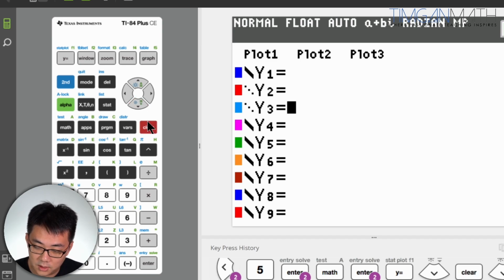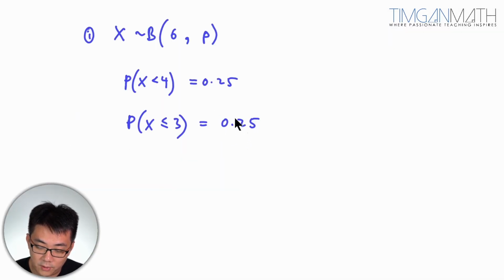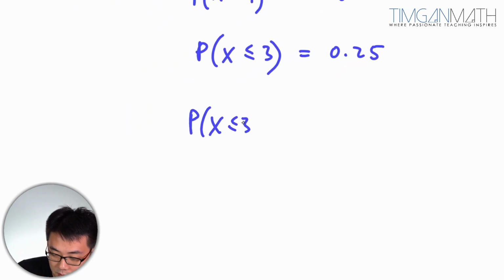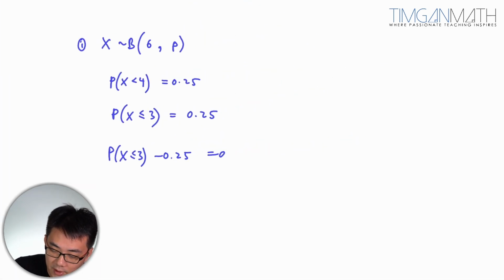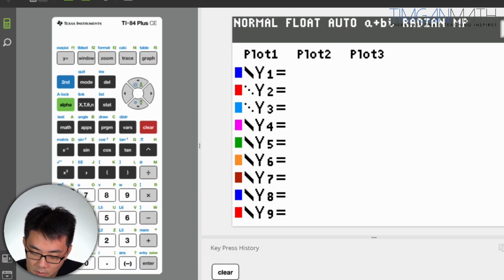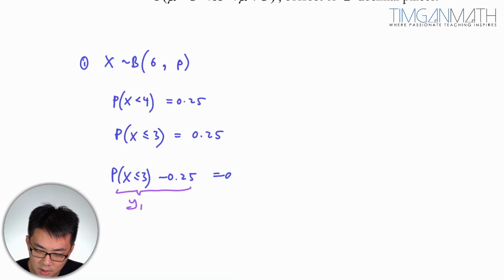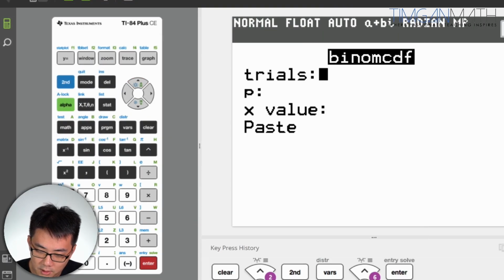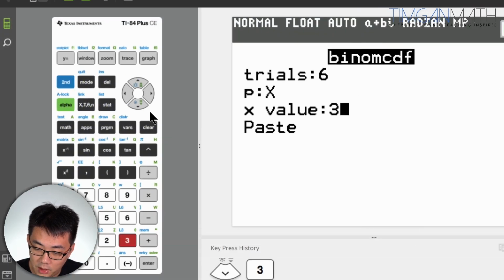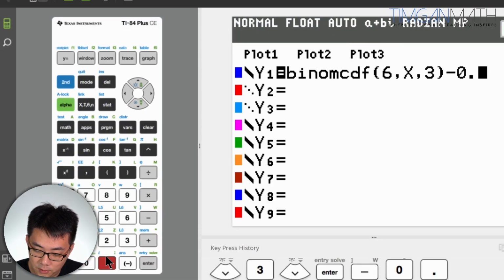Because what we need now is it to be 0.25, right? But what I will suggest is we key in this as P(X ≤ 3) minus 0.25. This is easier because what I need to do is just key this in and find the x-intercept. So here, what I do is 2nd, distribution, binomial. Is it PDF or CDF? CDF. The trials is 6, and the success rate is what we need to find, which is x, after which you put 3 here. Enter it, and this is minus 0.25.